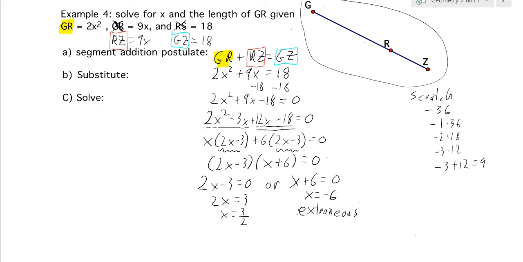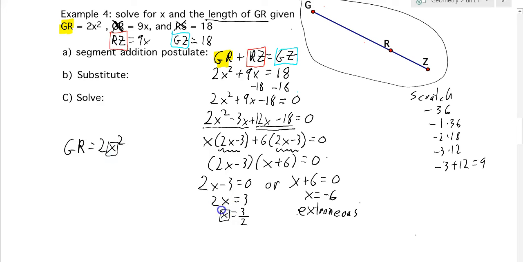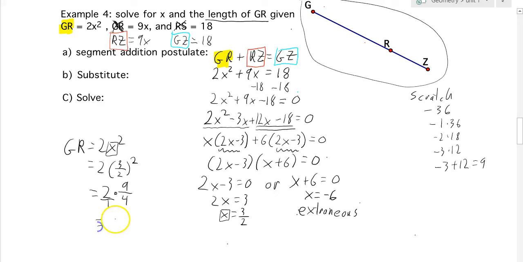We want to find the length of GR, because that's what it's asked for up here. So GR is 2x squared. We are going to substitute, changing the x into what we know the x equals, 3/2. We're going to square 3/2. So we square the top and square the bottom, 9/4. We're going to multiply the 9/4 by 2, which is 2 over 1. And so we get 9/2.